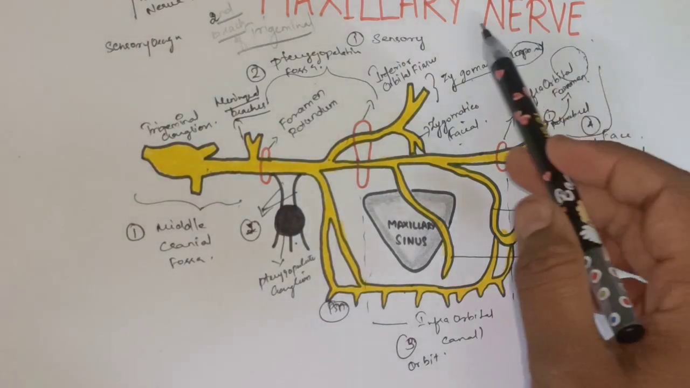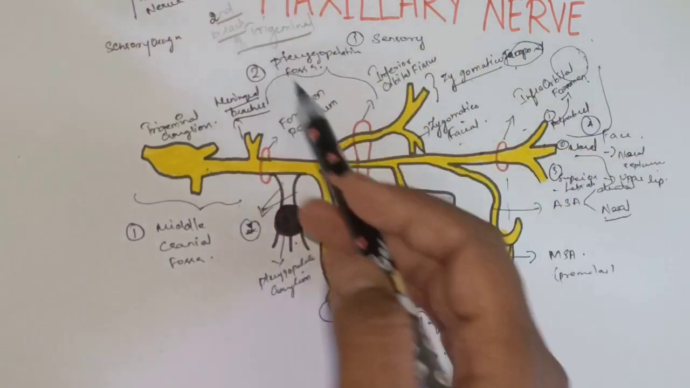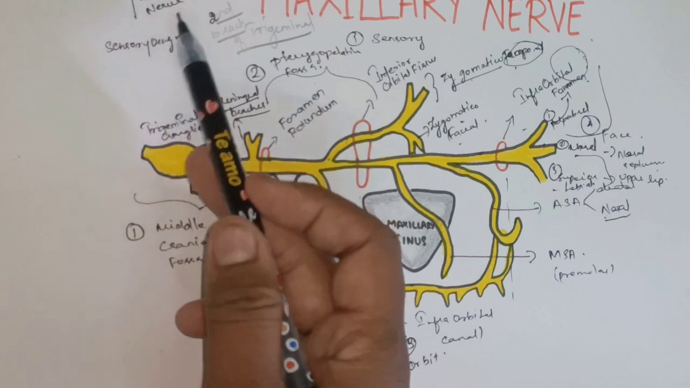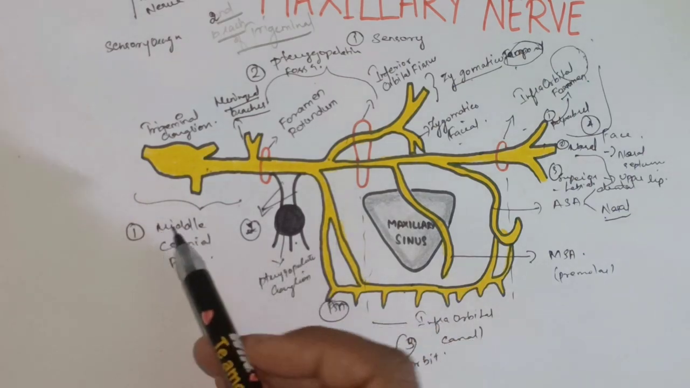Okay. So let's brush up once again. Maxillary nerve. Maxillary nerve is the second division of the trigeminal nerve, which is the fifth cranial nerve. It is purely sensory. Sensory is nothing but I have described here, I have shown here. Let's see the course and relation.